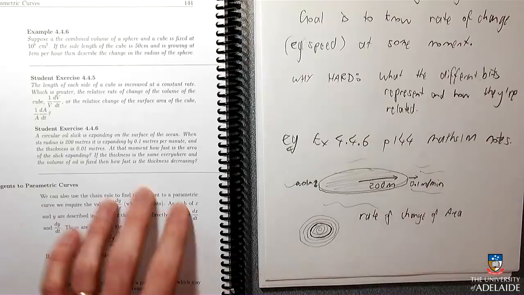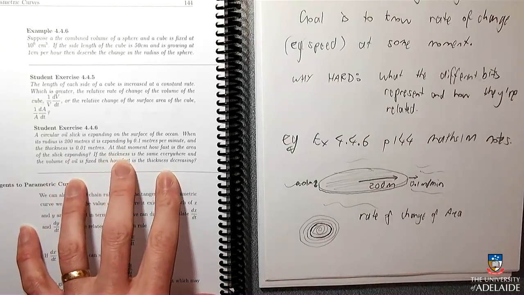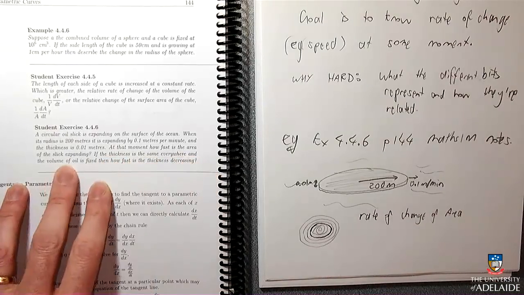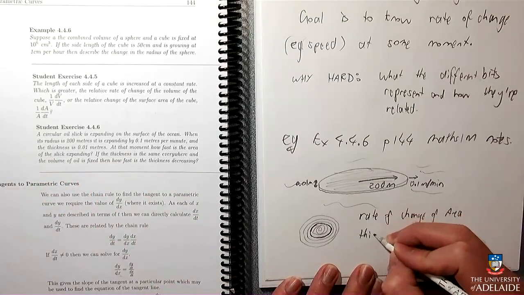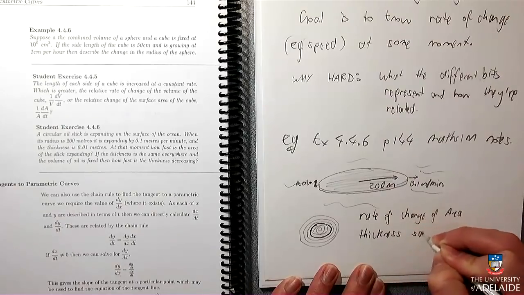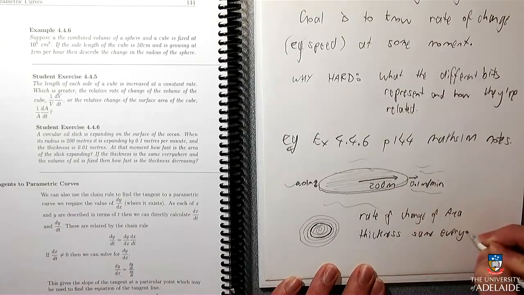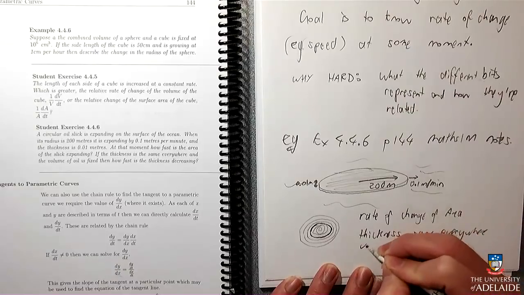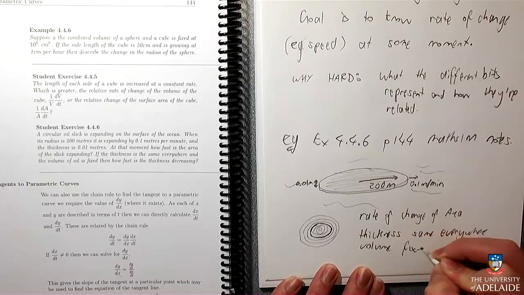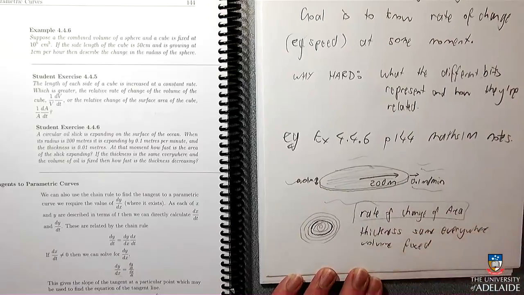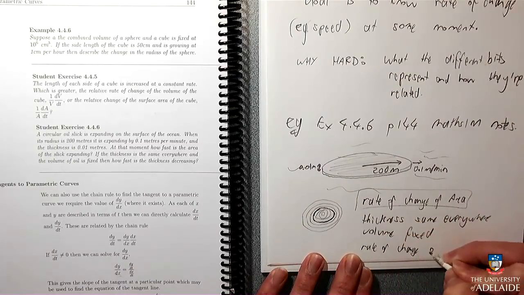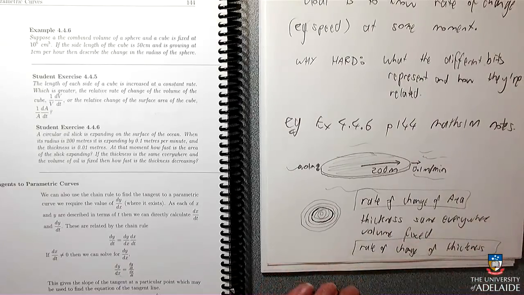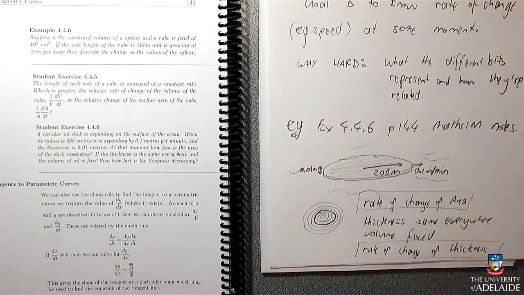That's something that they've mentioned. And if the thickness is the same everywhere and the volume of oil is fixed, how fast is the thickness decreasing? Okay, so thickness. Volume is fixed, so that's a goal there. And we want rate of thickness. Okay. Right, there's a lot happening here.